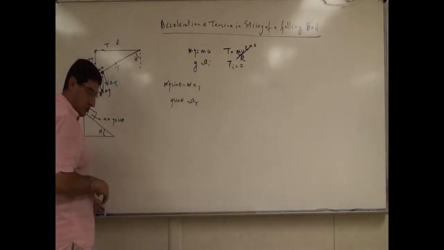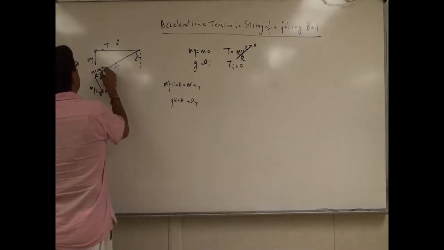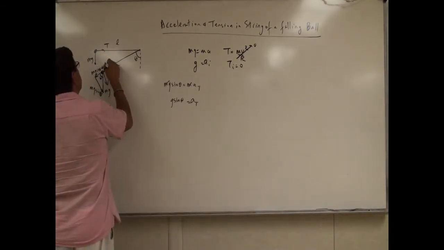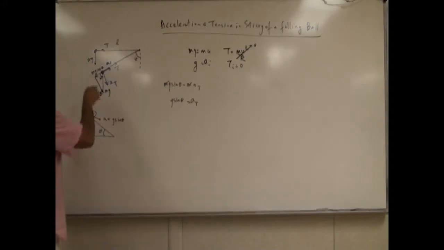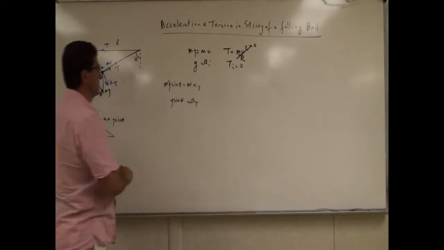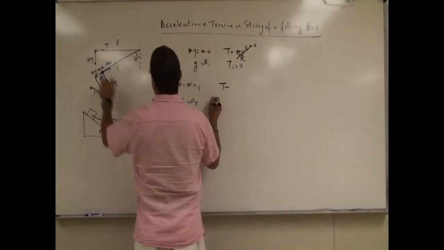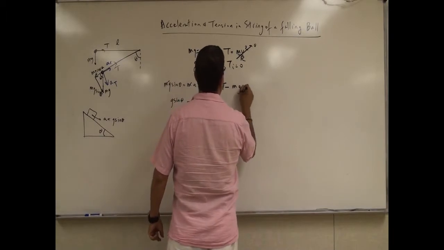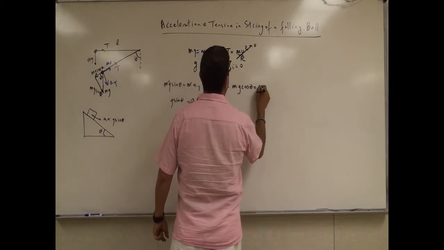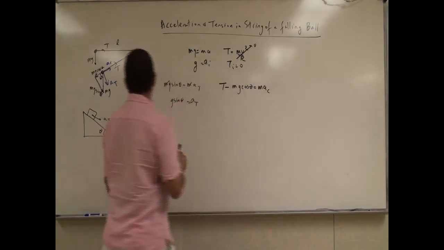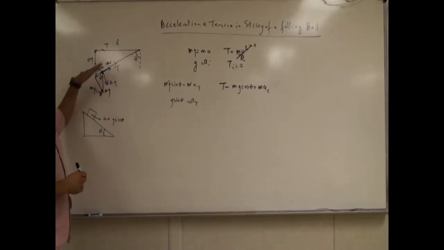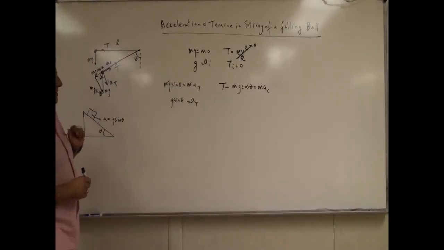So the centripetal acceleration is going to be what? The centripetal acceleration is going to be this way. So the tension T minus mg cos theta is going to be equal to m a centripetal. And that's going to give you the centripetal acceleration towards the center of the circle.